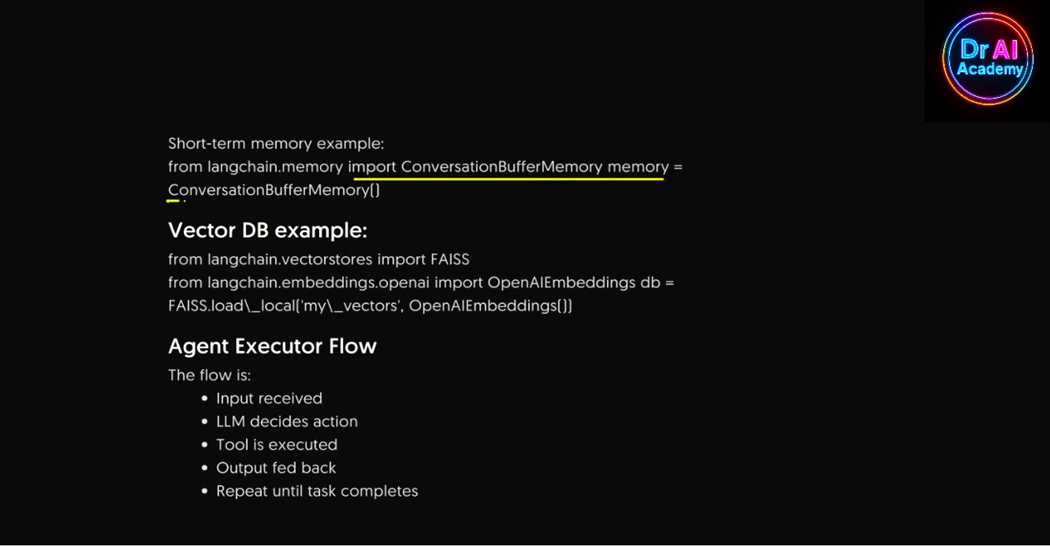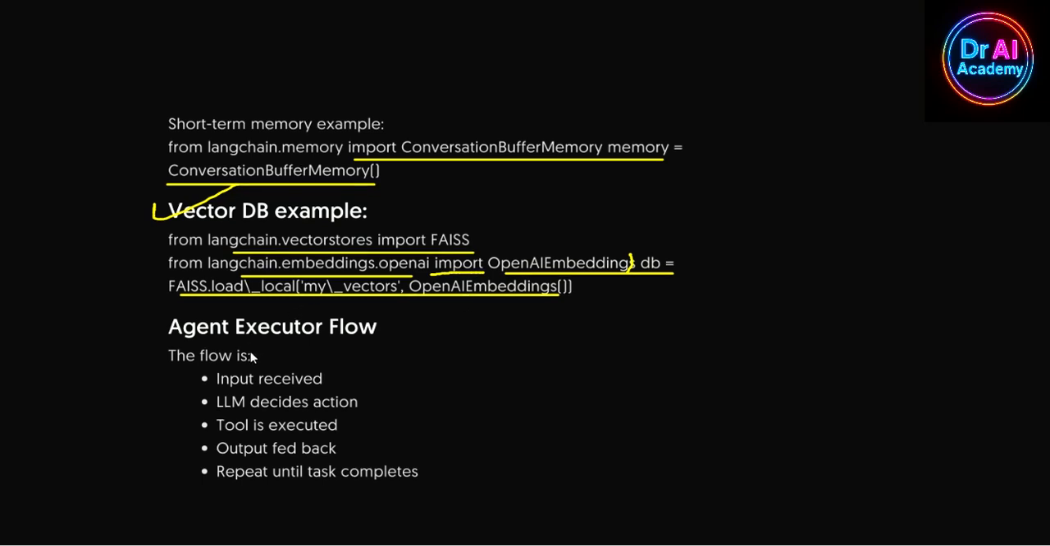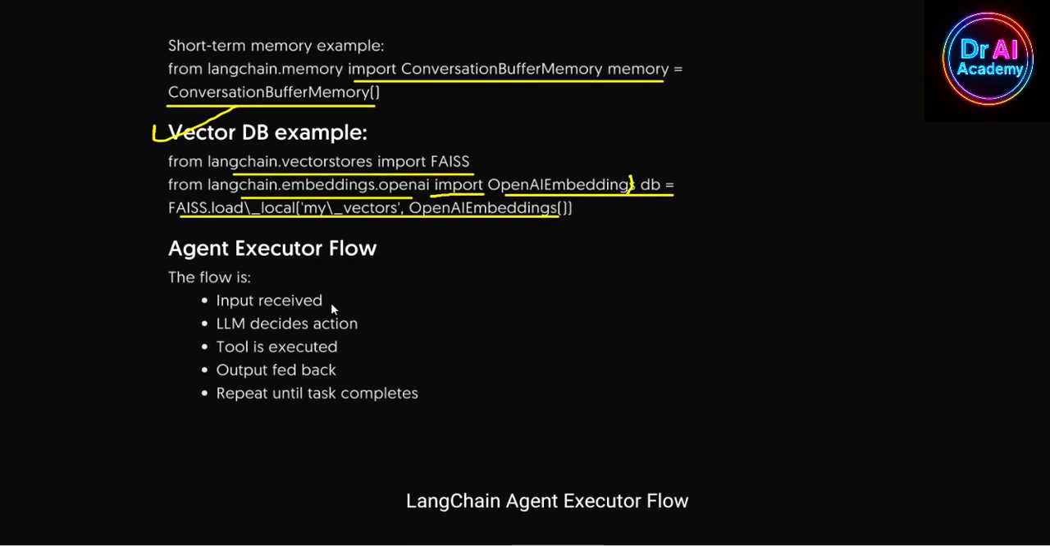And for vector databases. From langchain.vectorstores import FAISS. From langchain.embeddings.openai import OpenAIEmbeddings. db equals FAISS.load_local, my_vectors, OpenAIEmbeddings. Memory lets the agent remember previous interactions, recall facts, and behave more human-like.